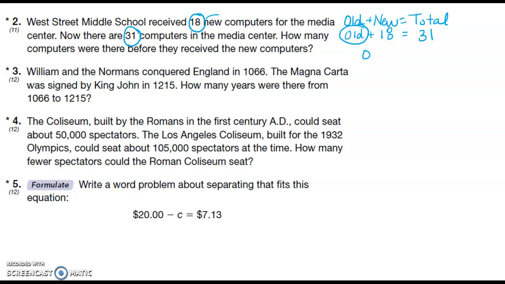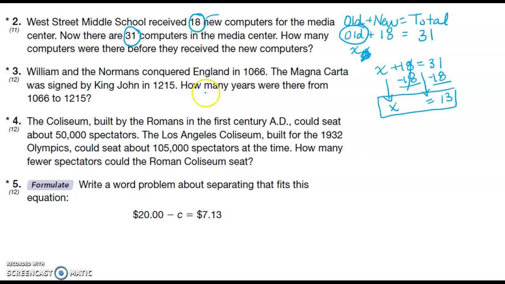So I can also write this as, oh, this is going to be ugly. For old, let me use x. So x plus 18 is equal to 31. So this just becomes one of those addition problems with an unknown. We do the opposite of addition, which is subtraction. We have to do that to each side of the equals. My x comes down. My equals comes down. 18 minus 18 is nothing. And 31 minus 18 is something. 13. So there were 13 old computers in there before they got the new 18 computers.